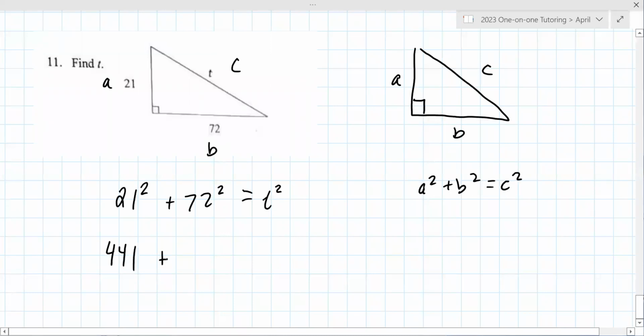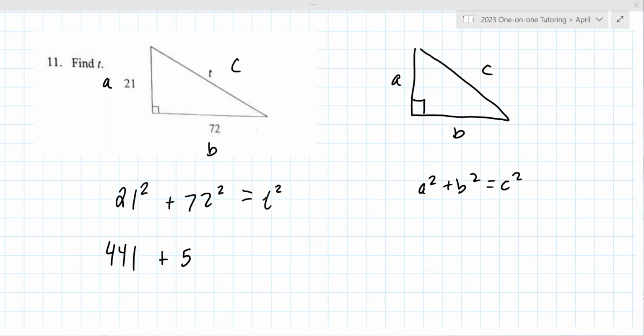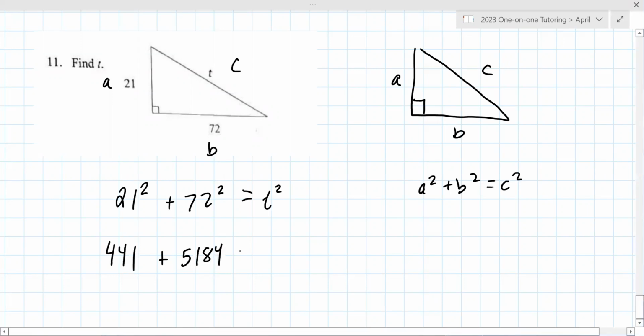Plus 5,184. Okay. Yeah, 5,184. So add them together. 5,625. Okay. And then see if you can take the square root of that. See if that works out perfectly, like no decimal, basically.